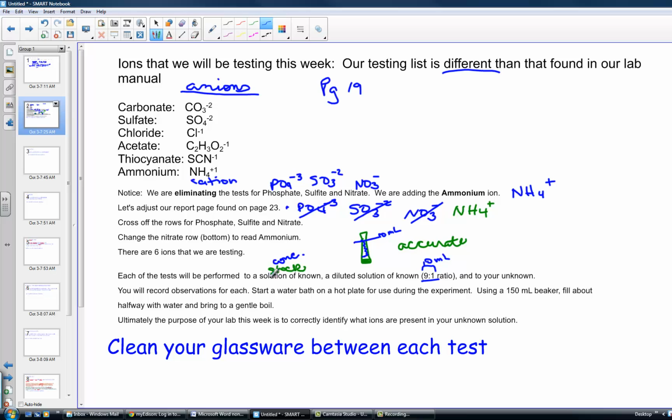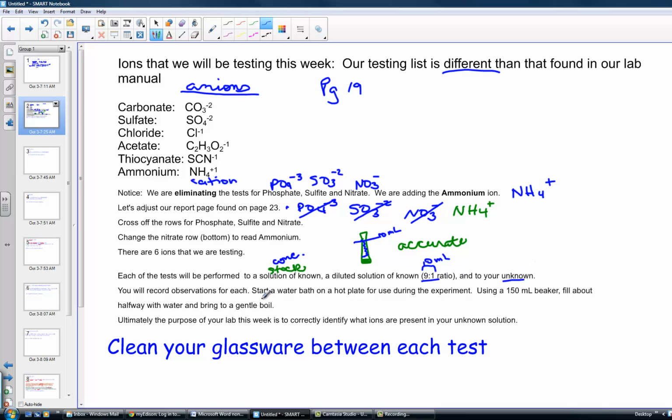But see, my unknown might not be as concentrated as that stock solution, so I'd also like to compare that behavior to a diluted sample. Maybe the precipitate is there, but instead of really thick and chunky, it's more cloudy. Maybe instead of rapid bubbling, there's a little bubbling. I want to compare concentrated versus dilute. So I have both observations under my belt to determine if my unknown is indeed doing the same. Is my unknown reacting in the same way as the concentrated or dilute solution of the known? If it is, the ion is there. And if it's not, the ion is absent.